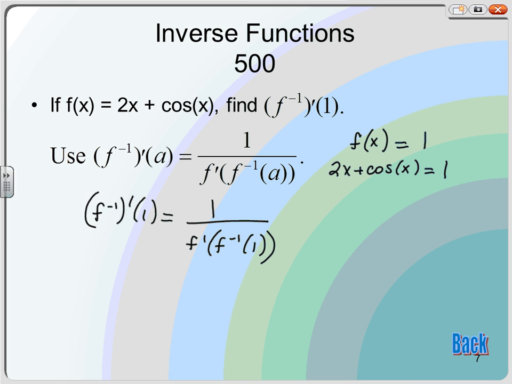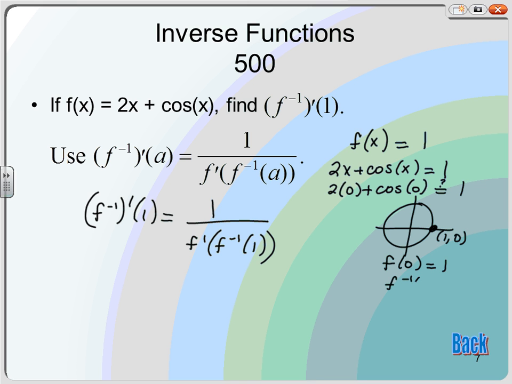Let's think of these numbers. So what about 0? If I plug in 0, I get 2 times 0 plus cosine of 0. Let's see if it equals 1. Well, cosine of 0, if you put in your circle, here's where 0 is. The cosine value is your x value, that was the point (1, 0). The cosine of 0 is 1. So I have 0 plus 1, that is equal to 1. So that's what we want. So f of 0 is equal to 1. So that means f inverse of 1 equals 0. So 1 over f prime of 0.